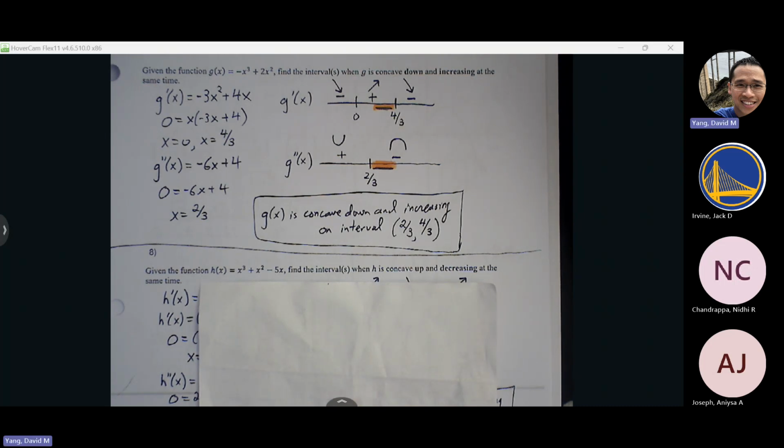Okay, number 8, same idea. Find H prime, create your H prime sign line, find H double prime, find that sign line. And now we want to match up intervals of concave up with decreasing.